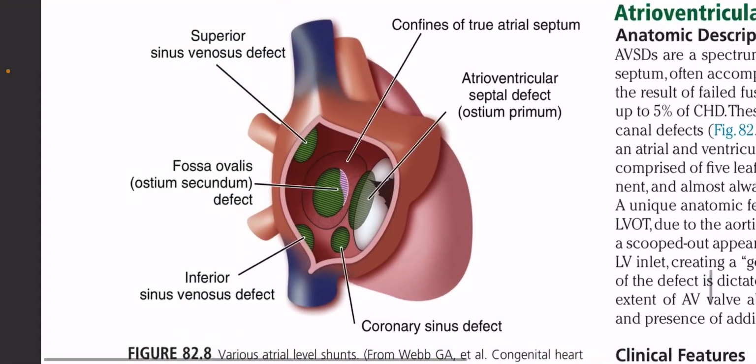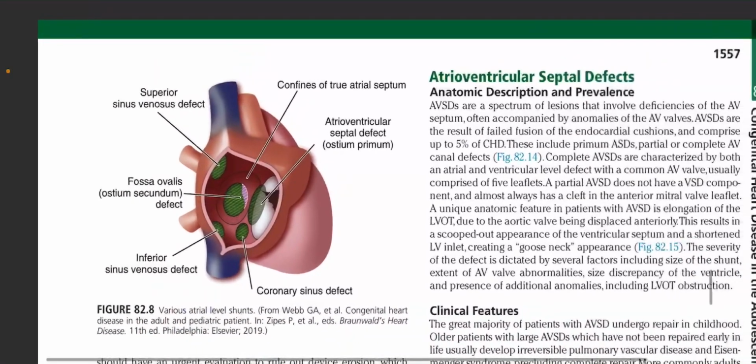The figure shows various atrial level shunts. There is superior sinus venosus defect, fossa ovalis defect or ostium secundum defect, inferior sinus venosus defect, coronary sinus defect, confines of true atrial septum, atrioventricular septal defect or ostium primum defect.